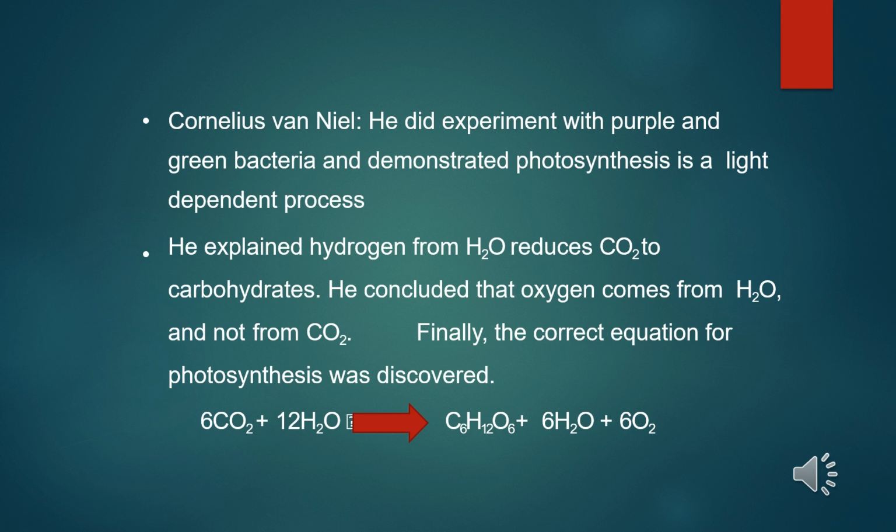Cornelius Van Niel experimented with purple and green bacteria and demonstrated that photosynthesis is a light-dependent process. He explained that hydrogen from water reduces carbon dioxide to carbohydrates. He concluded that oxygen comes from water and not from carbon dioxide. Finally, the correct equation for photosynthesis was discovered: 6 molecules of carbon dioxide react with 12 molecules of water to make 1 molecule of glucose, plus 6 molecules of water, and 6 molecules of oxygen are evolved.